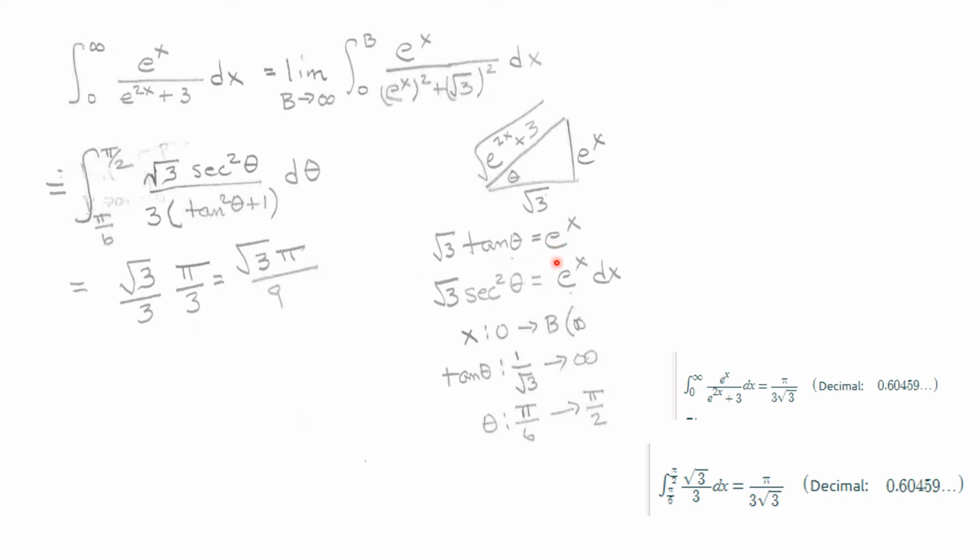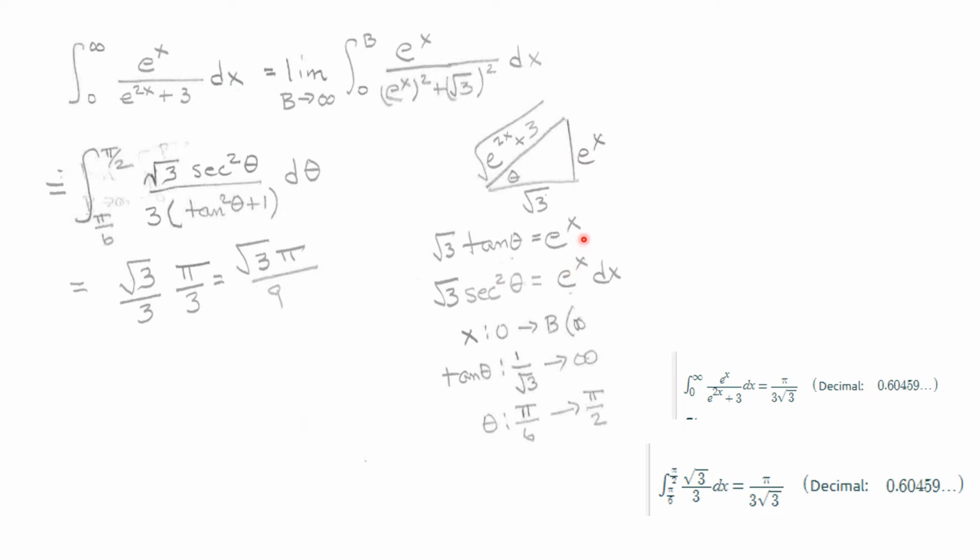Let's see, e to the x is equal to square root of 3 tan theta. So that means tan theta is, there's theta, and so tangent is opposite over adjacent. So that is e to the x over square root of 3. That means this is the square root of e to the 2x plus 3, which is that denominator.